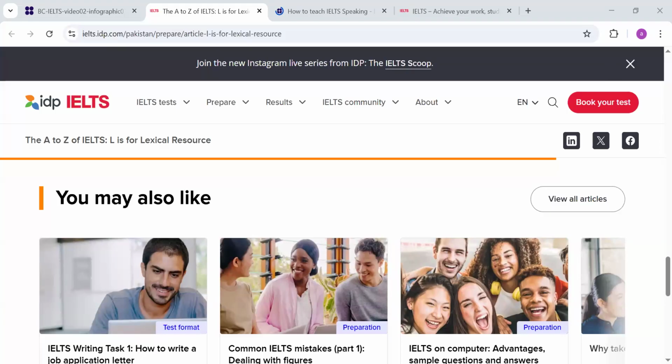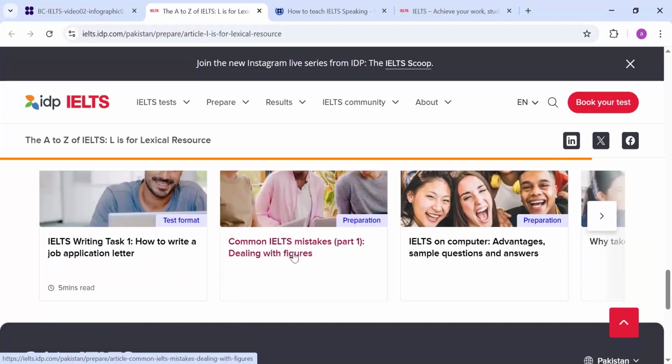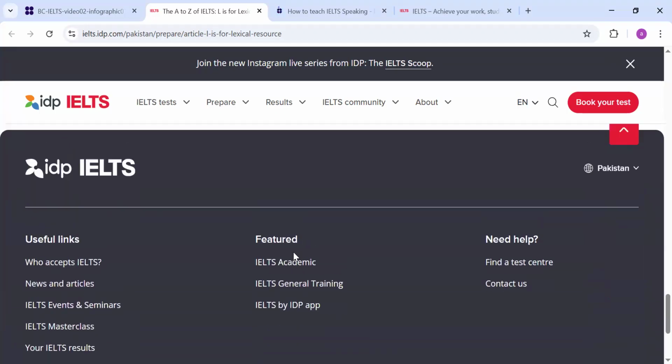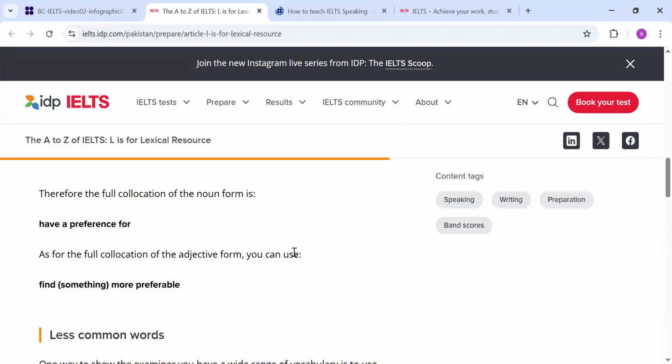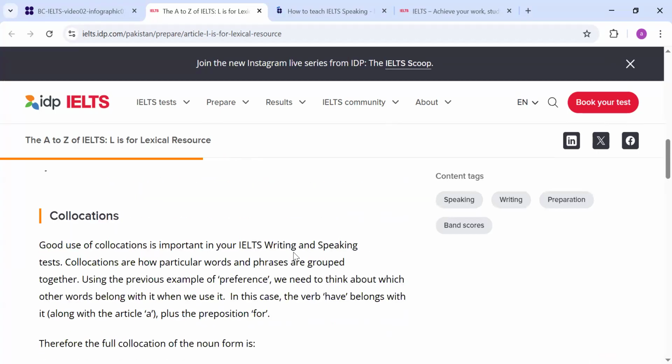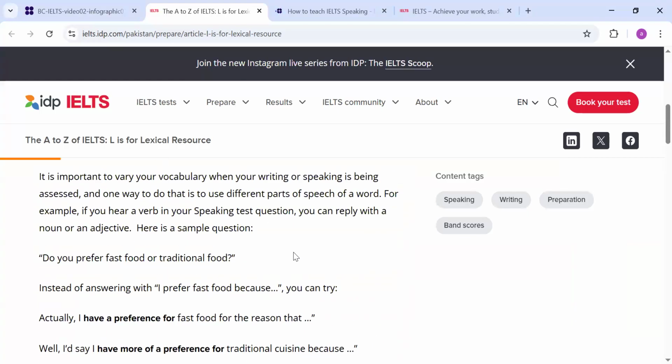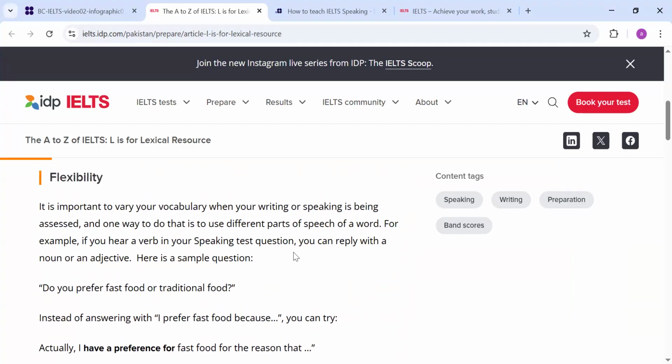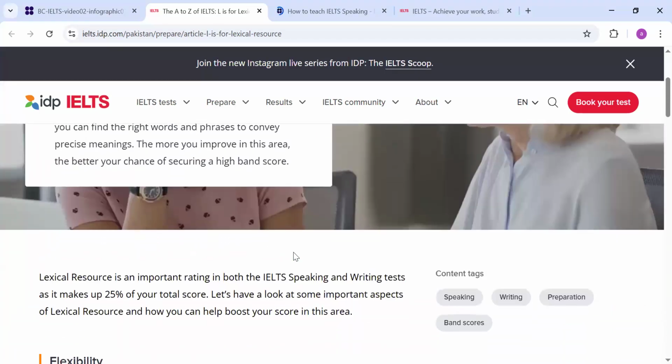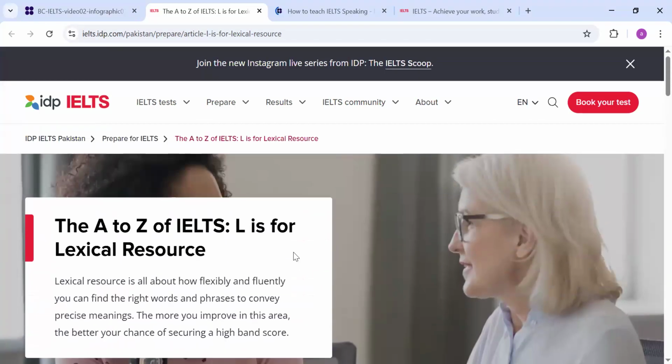Okay, today we will talk about lexical resource. This is one of the four marking criteria, in which we will discuss how we can bring variation in vocabulary and what the different ways are which can help us to achieve it, because it holds 25% of our score. So that's the reason I'm going to discuss it today.